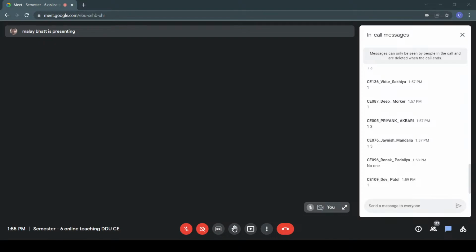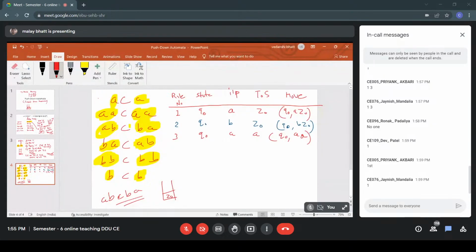The reason is, why? Because our top of the stack is Z0 and input is A. So we can apply rule 1 and push A on the stack. So here I will push A on the stack by using rule number 1.